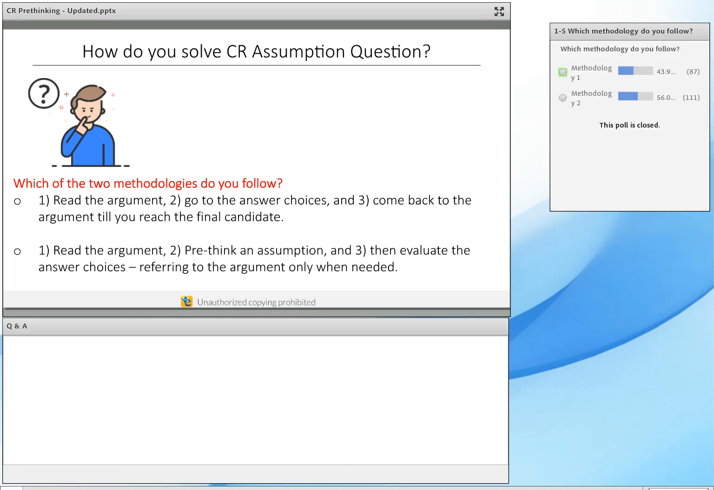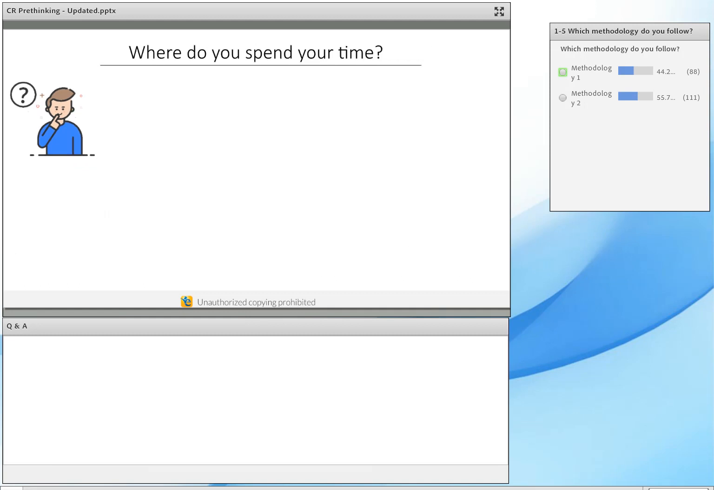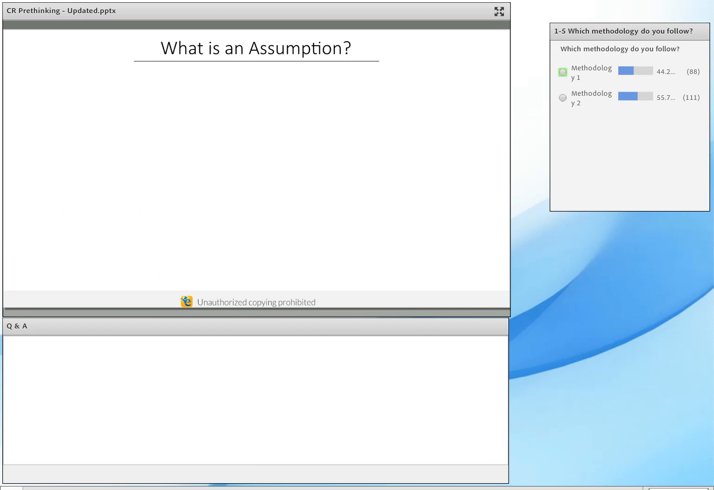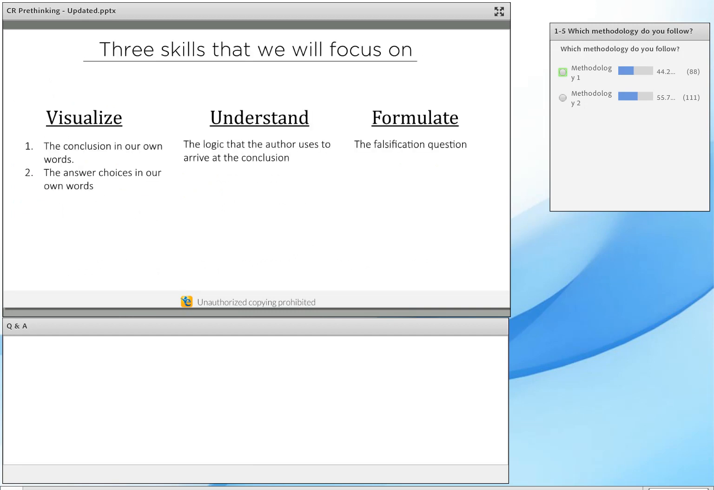All right, let me end the poll and broadcast the results. 56% of you follow methodology 2. Actually, wrong annotation. 56% follow this methodology, and 44% of you follow methodology 1. Okay, I think I'm going to talk about this part over here.